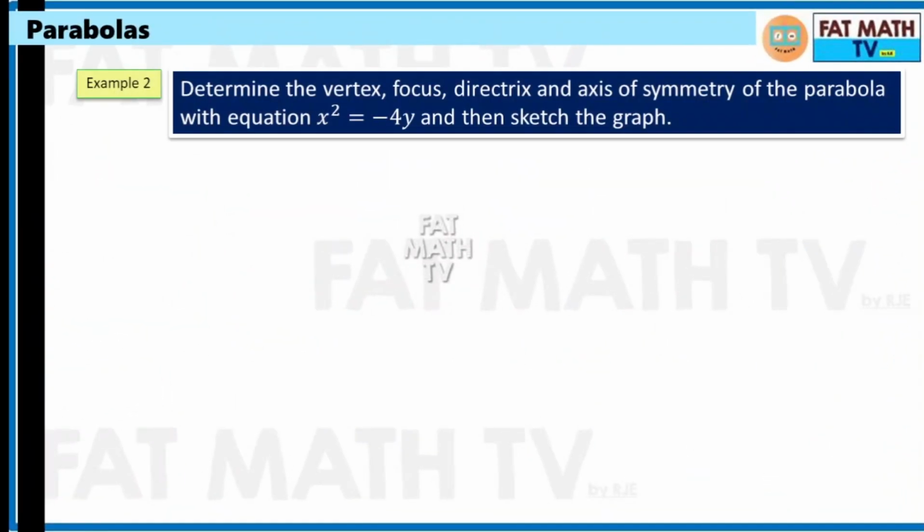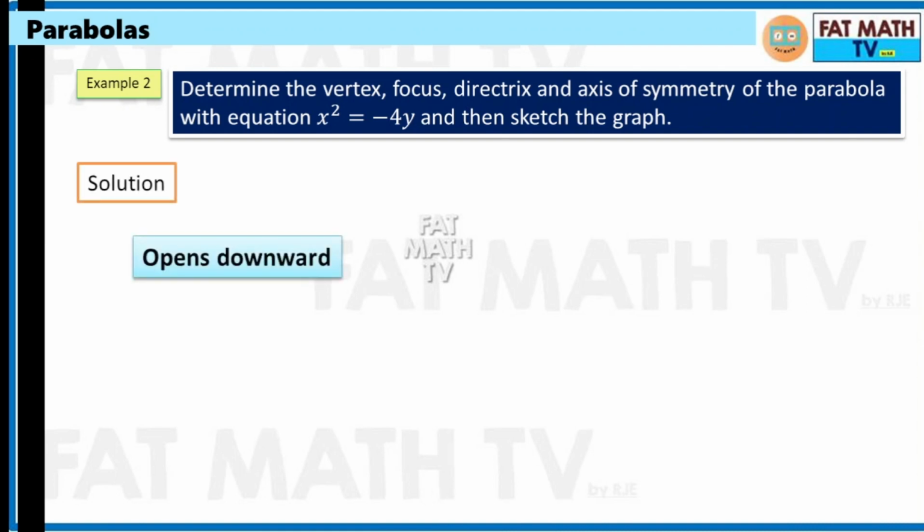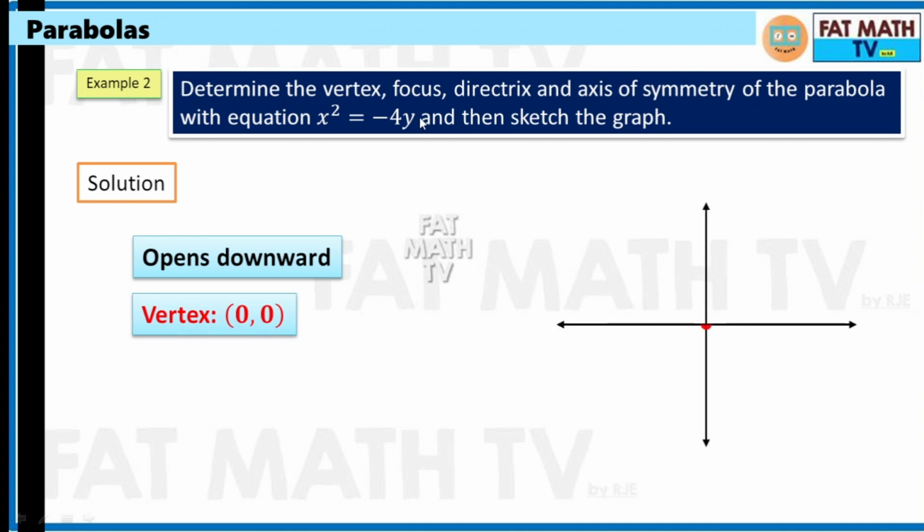Determine the vertex, focus, and directrix and axis of symmetry of the parabola with equation x squared equals negative 4y, and then sketch the graph. So here we have x squared equals negative 4y. X is being squared, and the linear part on the right side is negative. So the parabola opens downward, with of course vertex at 0, 0, because we don't have minus h and minus k here. So the parabola with vertex at 0, 0 that opens downward.